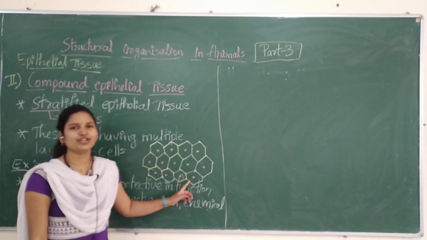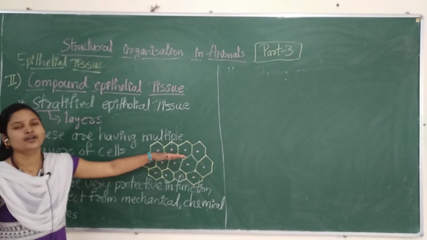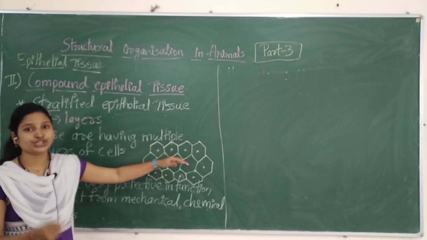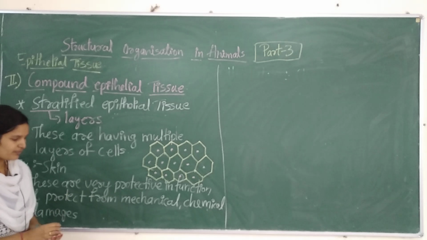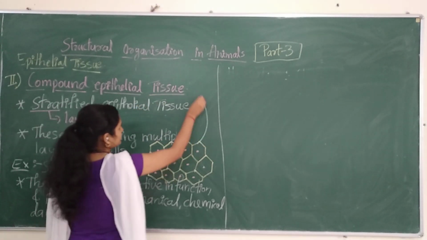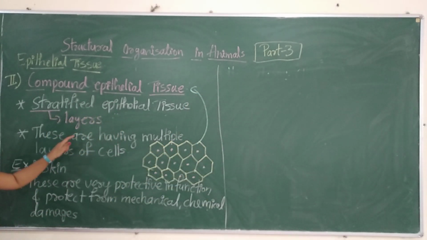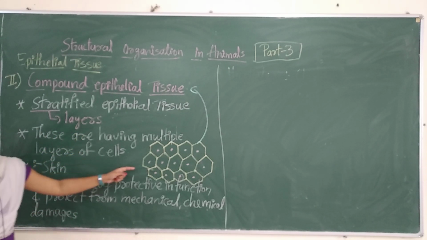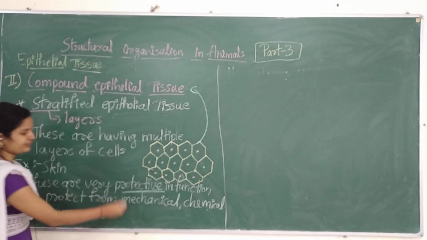So these are nothing but your compound epithelial tissue. There will be many layers of cells which are going to form your compound epithelial tissue. Please don't get confused. Simple, and the next one is compound epithelial tissue. There will be the presence of many layers, and the main function of this one will be protective.